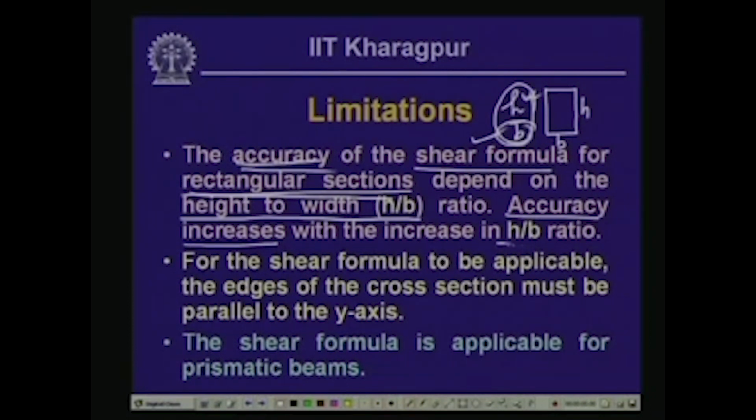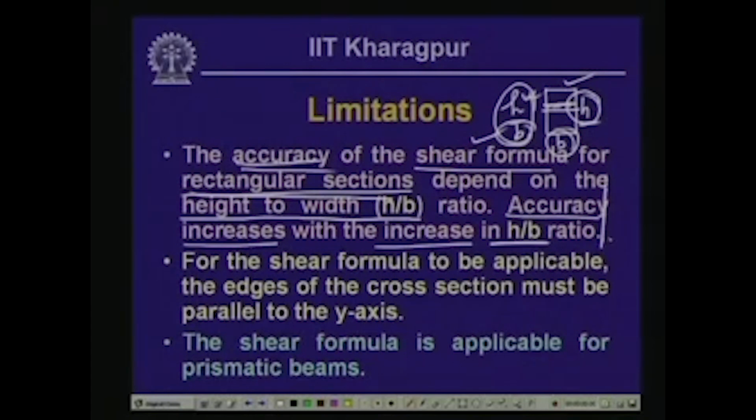That means, if the h by b ratio is higher, we get accurate results using this shear formula. In other words, for a particular depth h, or for a constant value of h, if you have a lesser width b, then the accuracy will be better using the shear formula. You can understand that from the concept that we are assuming shear stress is uniform over the width of the beam, and hence if we have a smaller width, it is expected that the accuracy of the shear stress formula will be more.